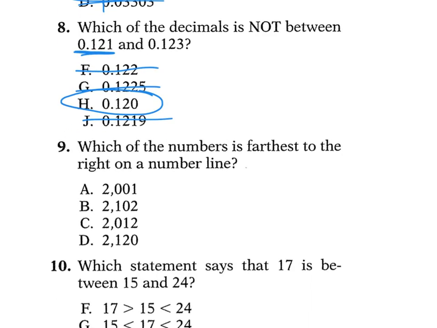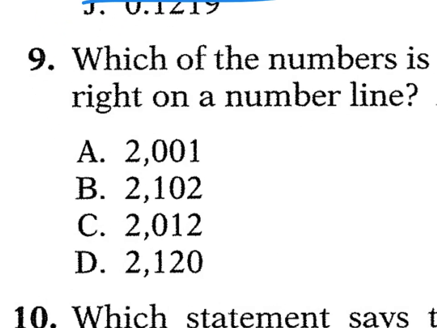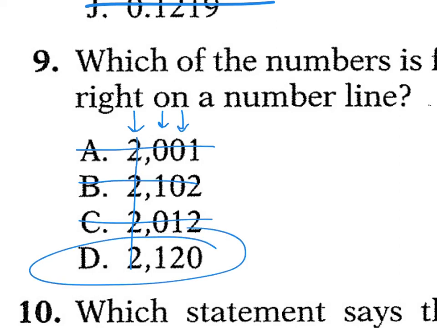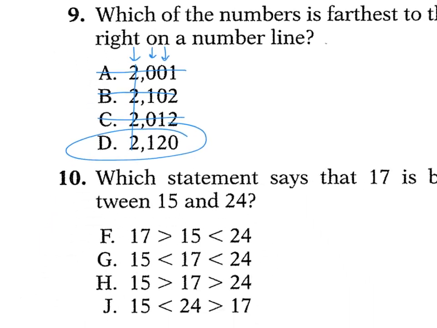Number 9, which of the numbers is farthest to the right on a number line? So farthest to the right means that it is our biggest number. So doing our trick where we line them all up and look at the columns, these all start with 2's, so we can cancel this out. Next, we have our second column. We can cancel out the one with 0's because our options with ones are going to be greater. And then we can look at our third column. B has a 0, which is smaller than 2, so our biggest number is going to be 2,120.